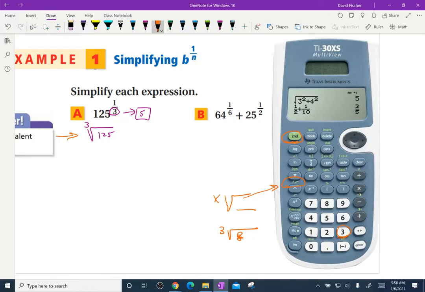Erase that. I don't know what happened to my eraser. I will hit 125. Come on, pen.